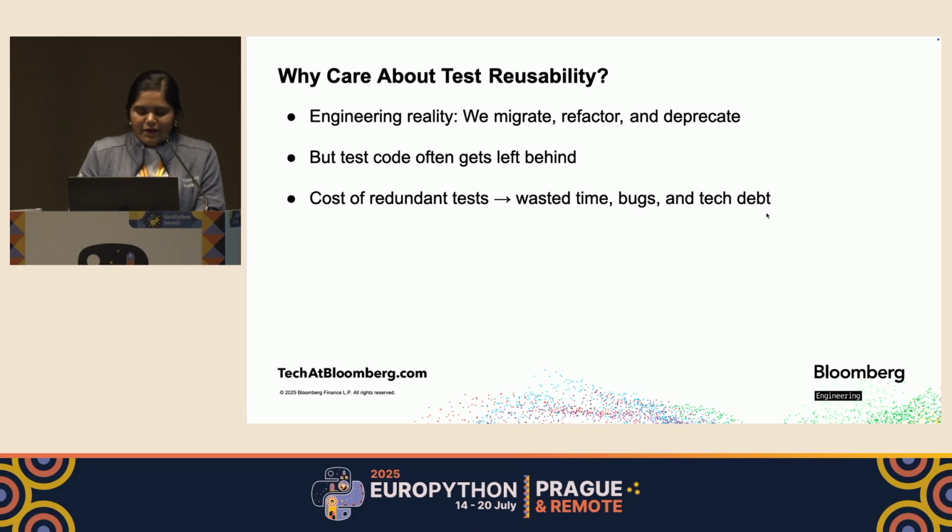So, why does all of this matter? Because the reality of engineering is that we are always changing things. We migrate to new APIs, we refactor, we deprecate, or we simply evolve over time by adding more functionality. But tests often get left behind. And when they do, we are left with redundant test code, brittle assertions, and a long list of failing tests that do not reflect actual failures.